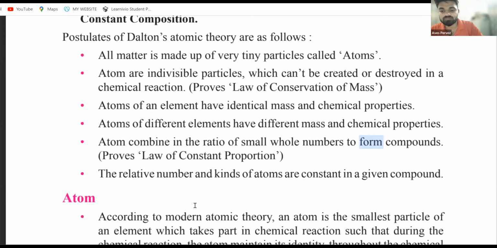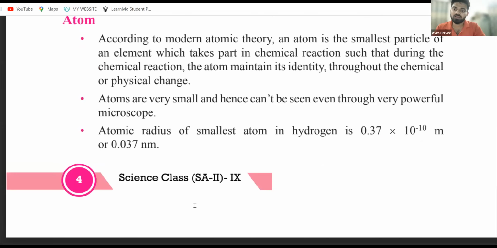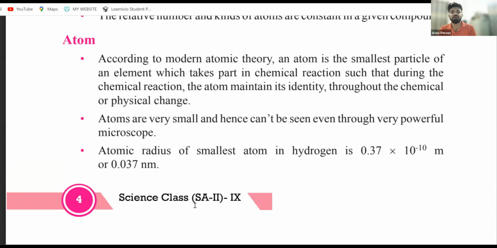Now moving to the next point. According to the modern theory, the atom is the smallest particle of an element which takes part in a chemical reaction, such that during the chemical reaction, atoms maintain their identity throughout the chemical or physical change. It means an atom does not lose its identity.